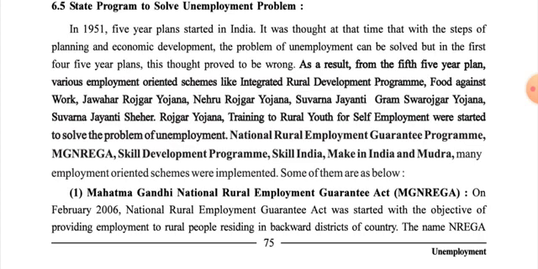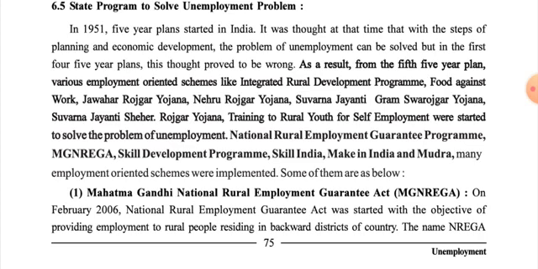In 1951, 5-year plan started in India. As we discussed in the previous chapter also, in 1950 the Planning Commission was established, and from the very next year, that is from 1951, our first five-year plans started in India. So in 1951, 5-year plans started in India. First of all, learn this statement. It may be asked either in MCQ or for 1 mark.